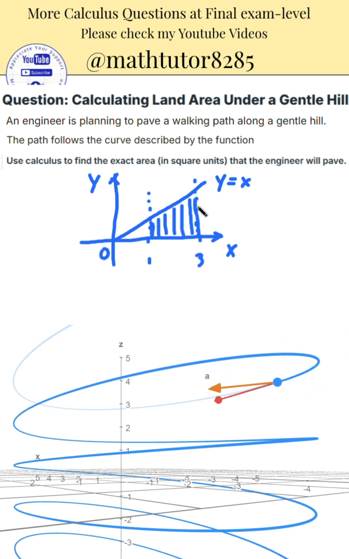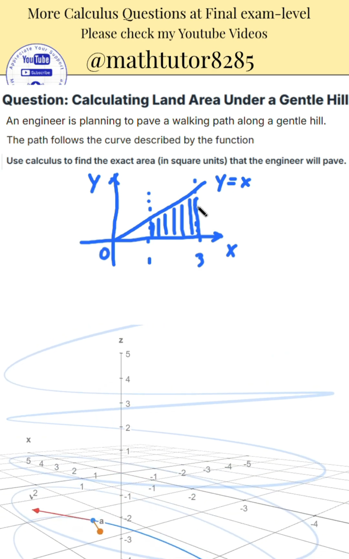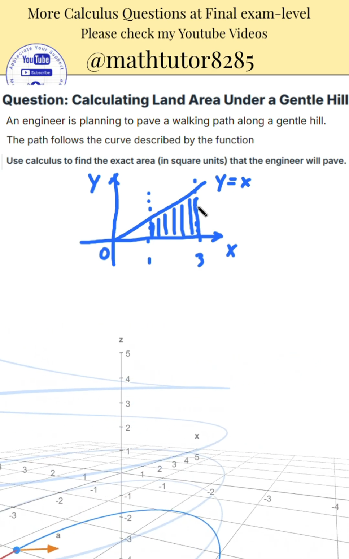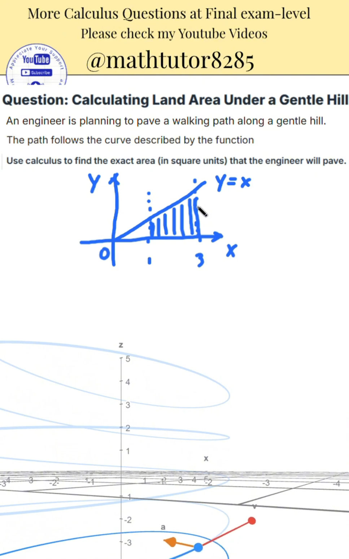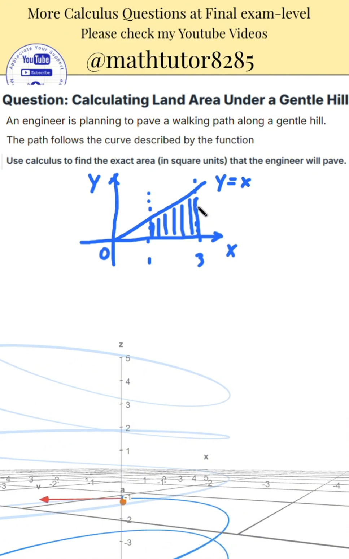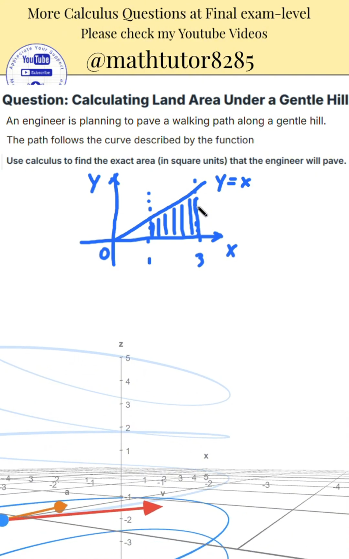The area of interest is the region beneath this line, above the x-axis, and between the vertical lines x equals 1 and x equals 3. This area represents the land that will be paved for the walking path. Using calculus, calculate the exact area in square units that needs to be paved.